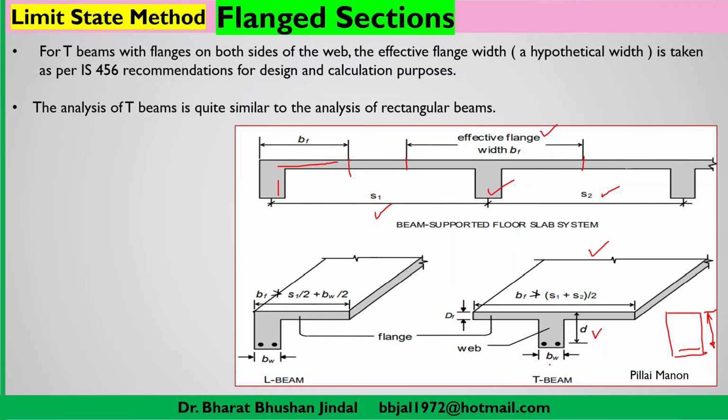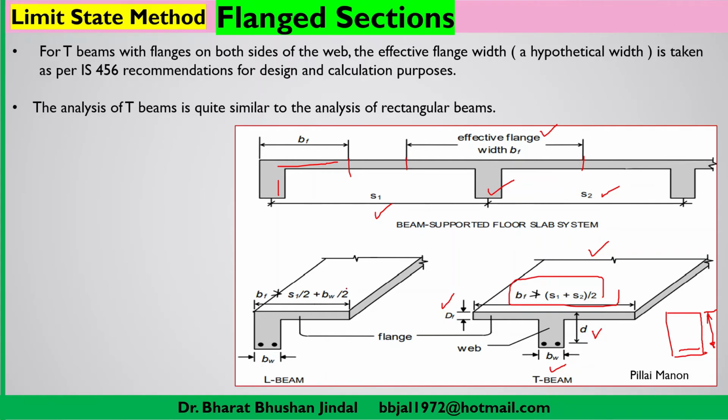And bw is the width of the web. So web as well as web. Now here what you have to take into consideration as per code, effective width of the flange should not be greater than S1 plus S2 by 2. And if this is the flange, then this will be the depth of the flange. Capital Df is the depth of the flange, bw is the width of flange web, and small d is the effective depth of this beam section.